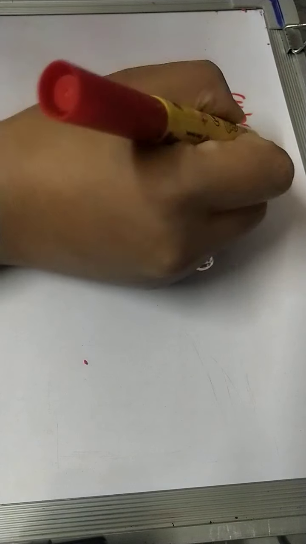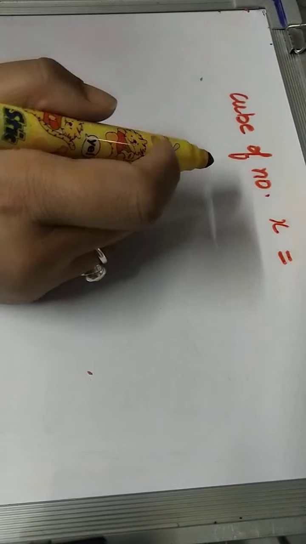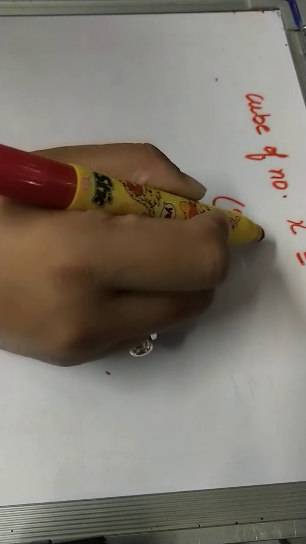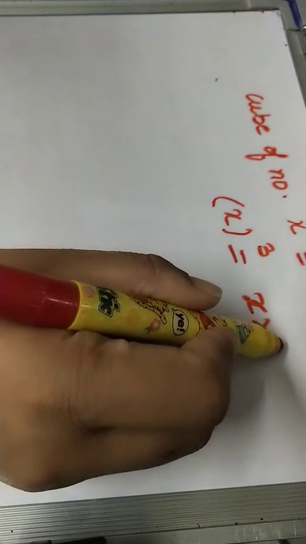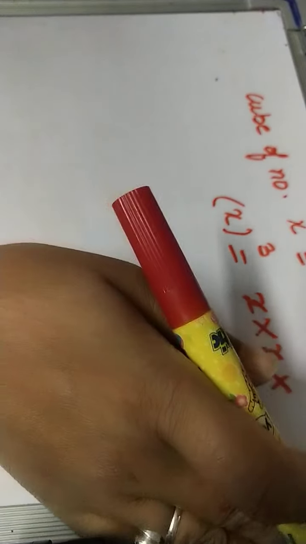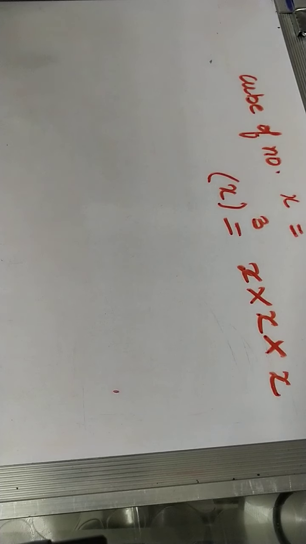As you all know, the cube of a number, say a number x, is equal to what? It is equal to the number raised to the power 3. That means multiplying the number by itself how many times? 3 times. So that is the cube of a number.